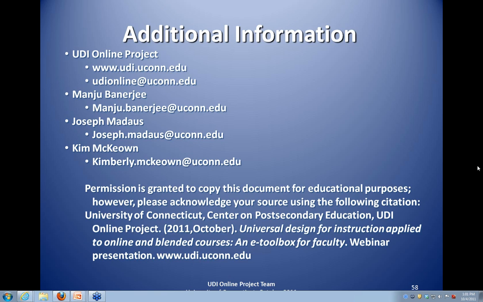If I could just add, faculty often actually do use many of the tools, the strategies, the features that we've talked about in our toolbox. They might not have used the language of UDI. What this toolbox does is put all this together in one place for faculty to access and adapt to their needs. But UDI, our experience is, has already been happening in many online courses. It's just referenced differently.